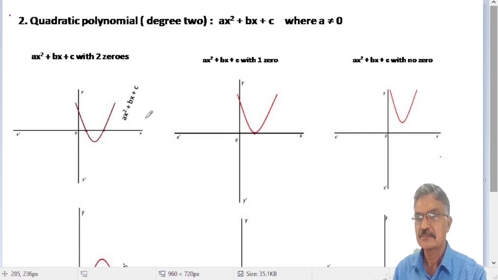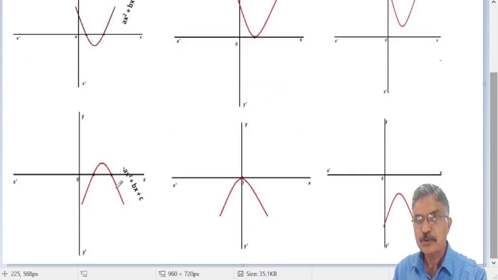First we will look at this one. For some quadratic polynomials, the graph will cut the x-axis at two different points, and the shape of this graph is called a parabola. Here the opening is on the upward side, and here the opening is on the downward side. This opening of the parabola depends upon the coefficient. Here the coefficient of x square is positive, so the opening is upward. Here the coefficient of x square is negative, so the opening is downward. For a particular value of x here and a particular value of x here, two different values of x, this polynomial becomes 0.